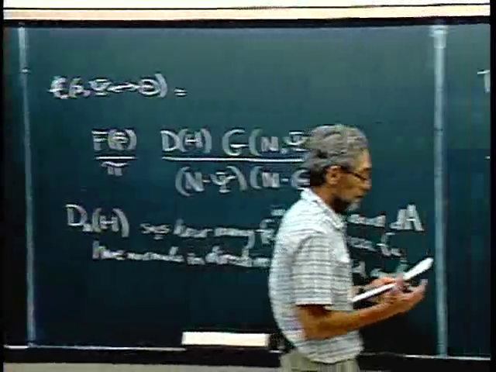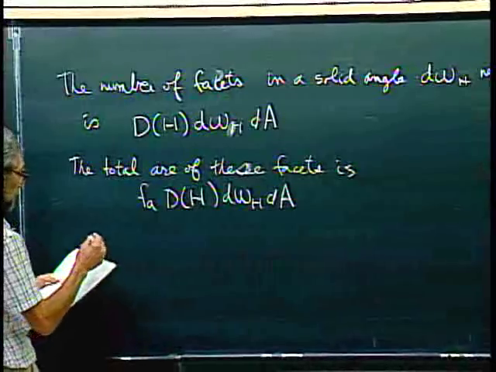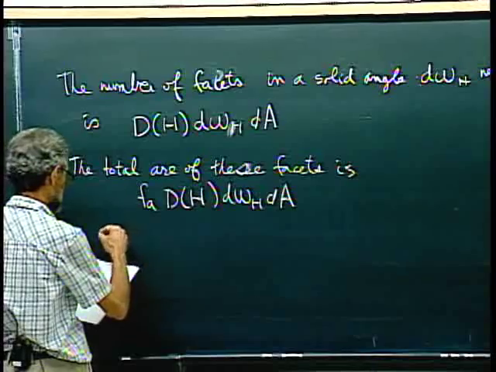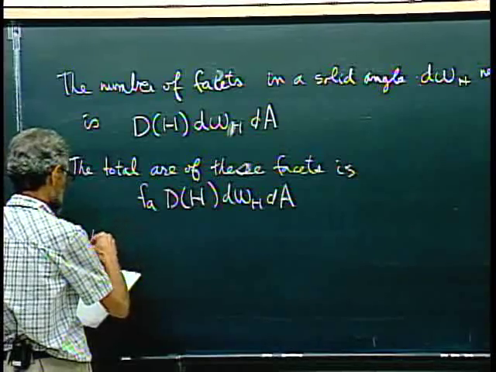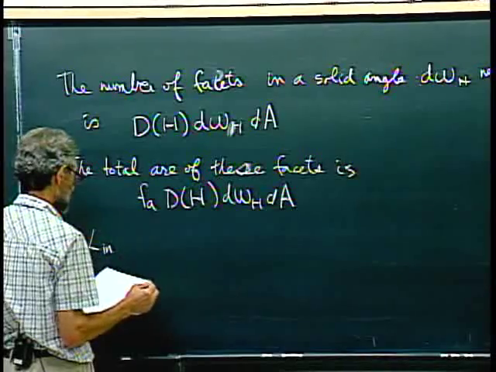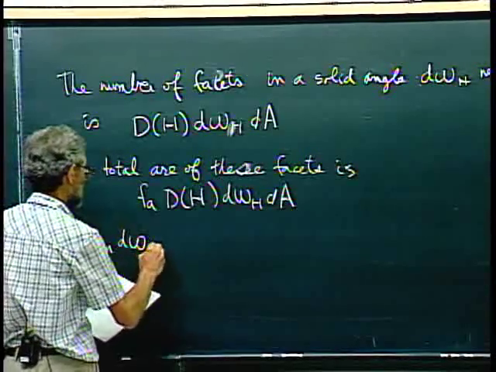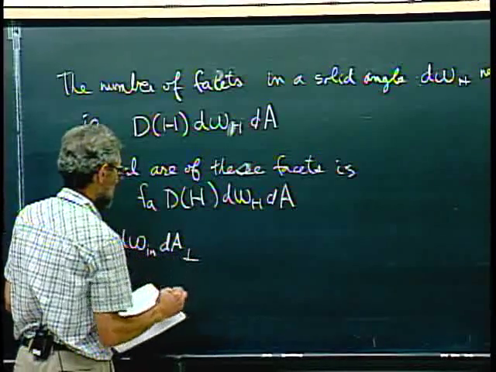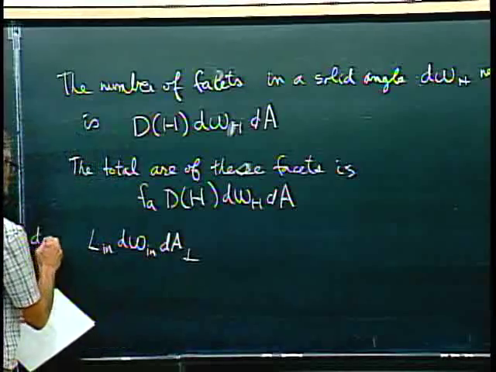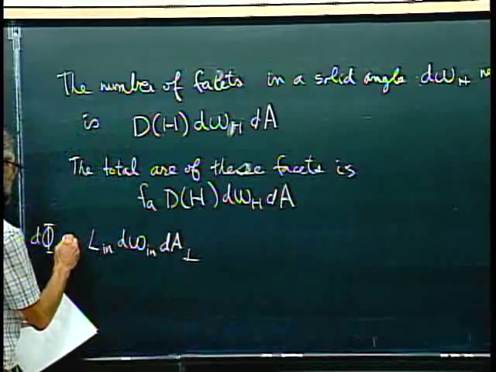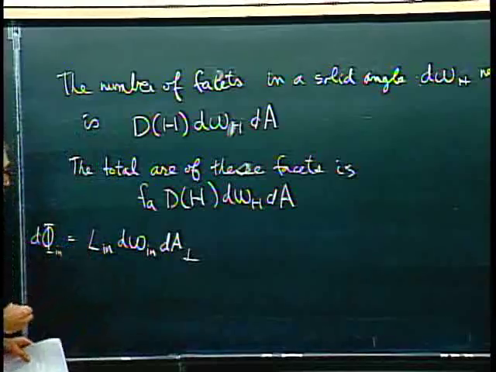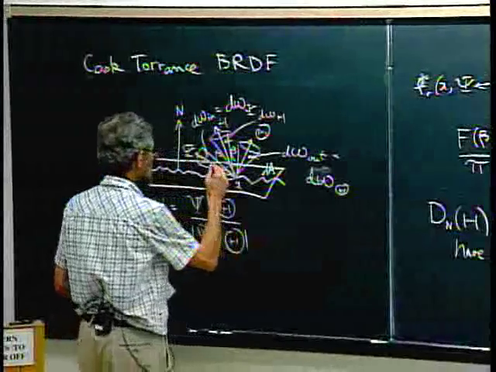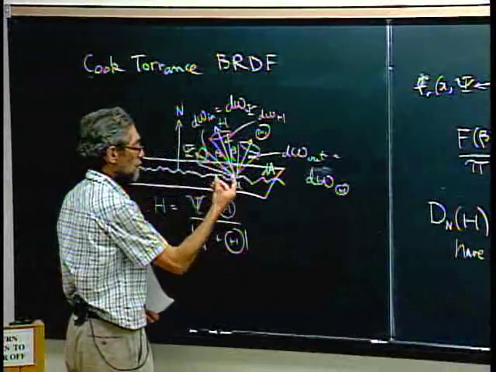Okay. So suppose we have incoming flux L in d omega in times dA perpendicular. That's sort of a flux in. And this dA perpendicular is measured perpendicular to this incoming beam.